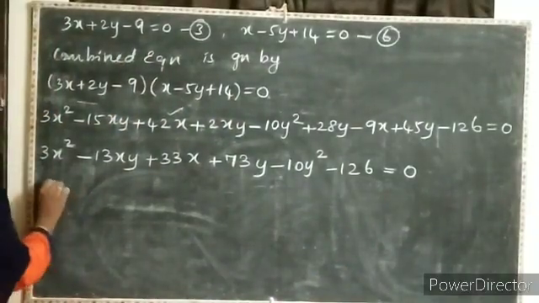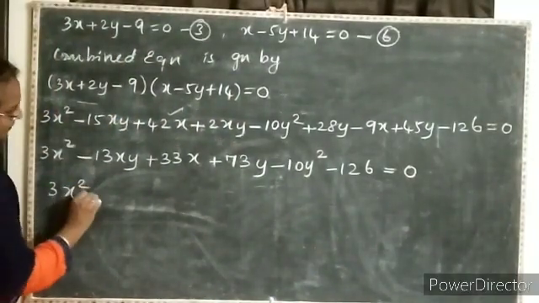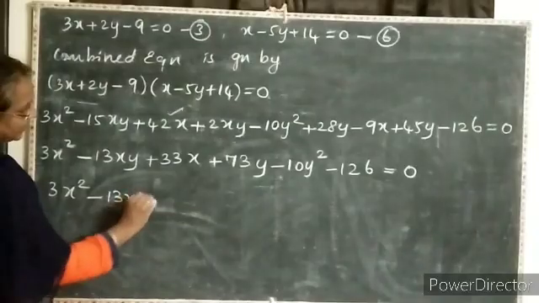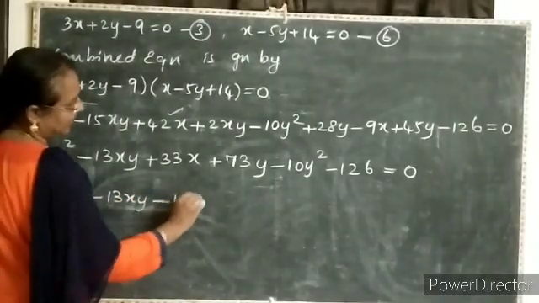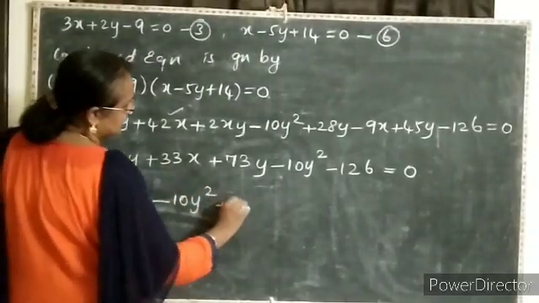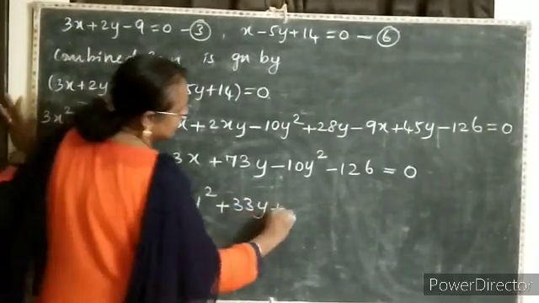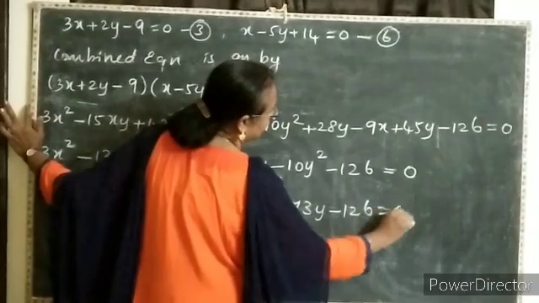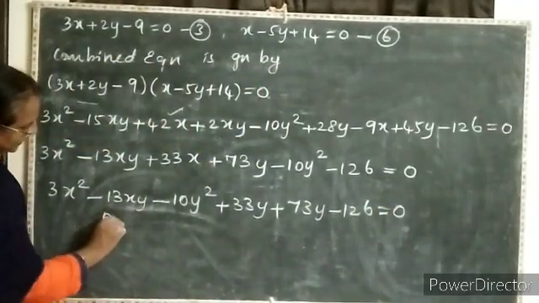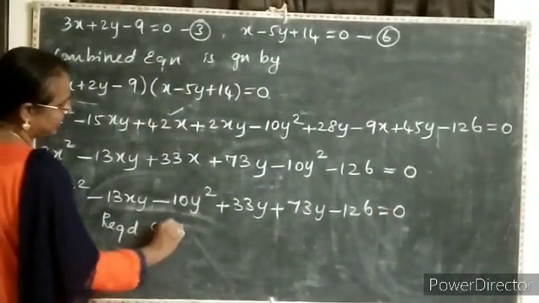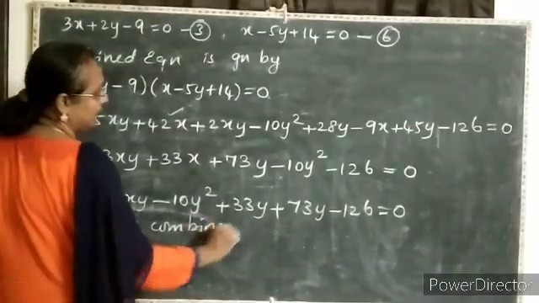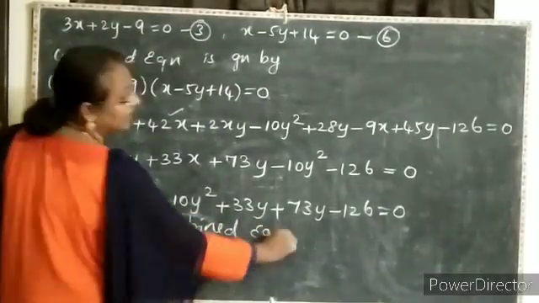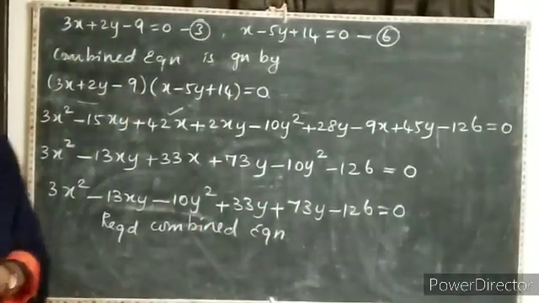So now rearrange it. 3x squared minus 13xy minus 10y squared plus 33x plus 73y minus 126 is equal to 0 is the required combined equation. So we have found the required combined equation. Is it clear, students?